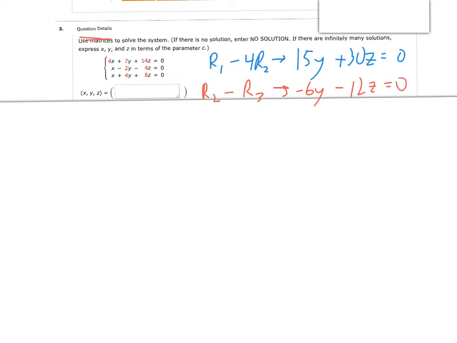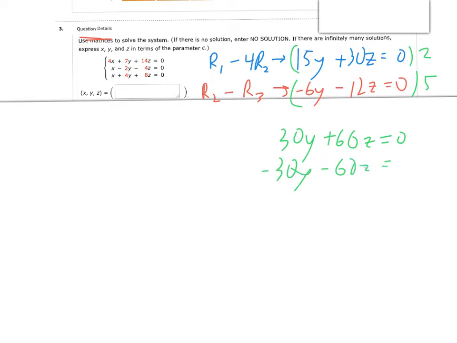So now I have a system of 2 here. I got to turn them into 30 for the y's. So I'm going to multiply this one by 2, and I'm going to multiply this one by 5. So this will become 30y plus 60z equals 0, and this one will become negative 30y minus 60z equals 0. And those all cancel out. We get 0 equals 0, which means infinitely many solutions.